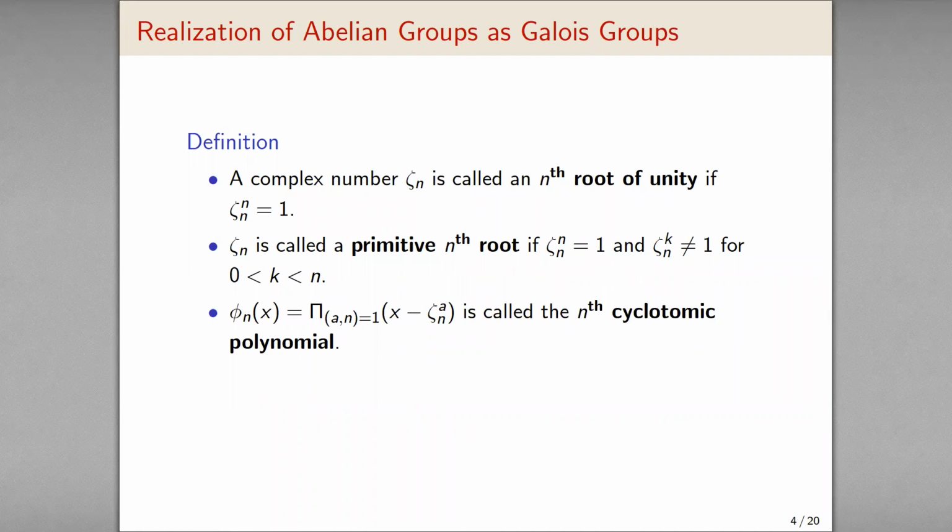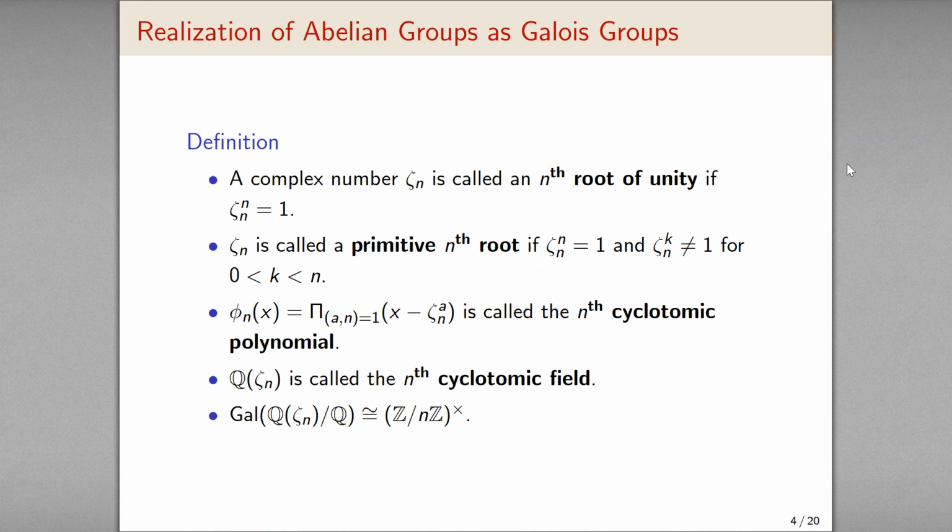Now, one might ask about the splitting field of this polynomial. If zeta is a primitive nth root, then certainly the splitting field has to contain zeta. And if a field contains zeta, then it contains every power of zeta, so it contains every other primitive nth root. Hence, adjoining zeta to Q is enough to get the splitting field, and we call this field the nth cyclotomic field. It's a standard exercise to show that the Galois group of this splitting field is isomorphic to the multiplicative integers modulo n.